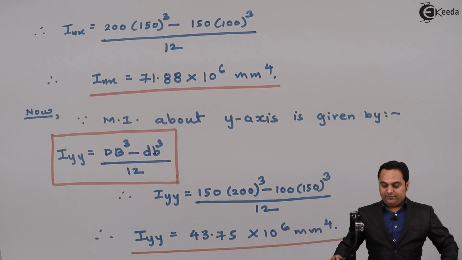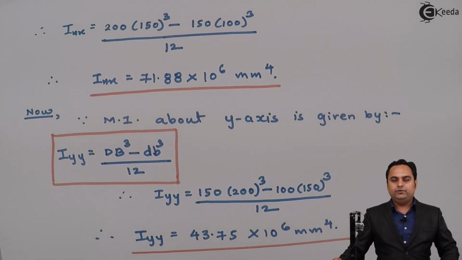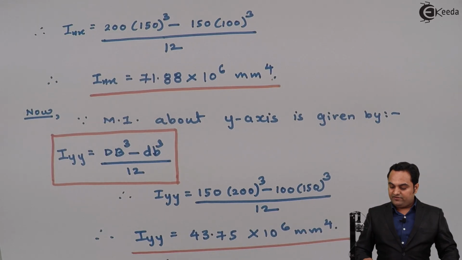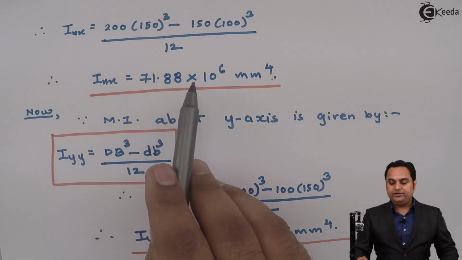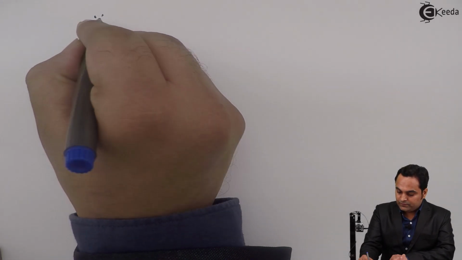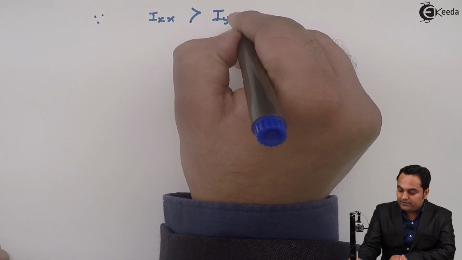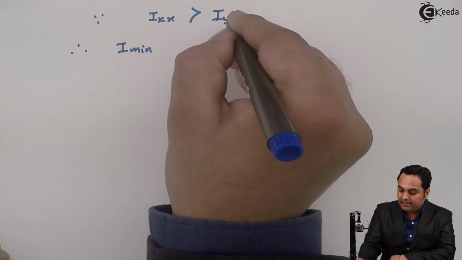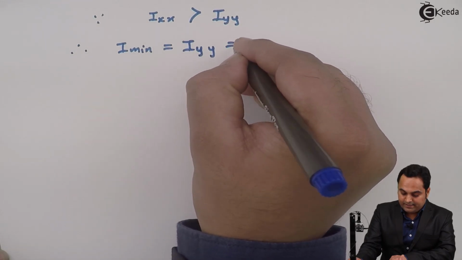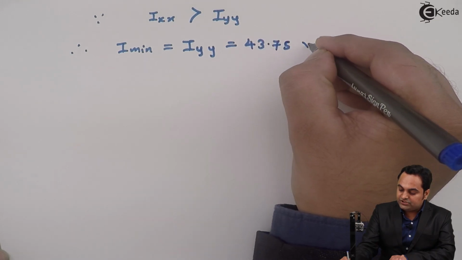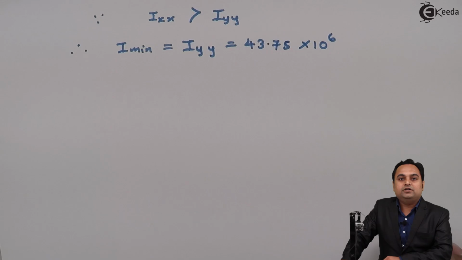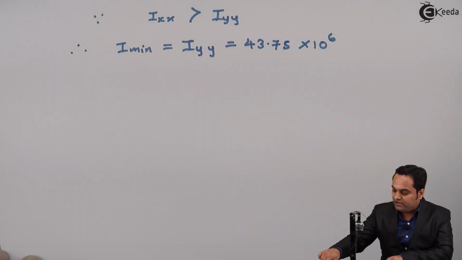Now these are the Ix and Iyy values, and out of them we want the minimum value. So on comparison, it is clear that Iyy value is less, which is 43.75 into 10 raised to 6, whereas Ixx is 71.88 into 10 raised to 6. So I'll say that since your Ixx value is greater than Iyy, therefore I minimum will be Iyy because it has less moment of inertia, and when you have less moment of inertia about that axis, the column will start bending about the y axis. So here is the value of I minimum.